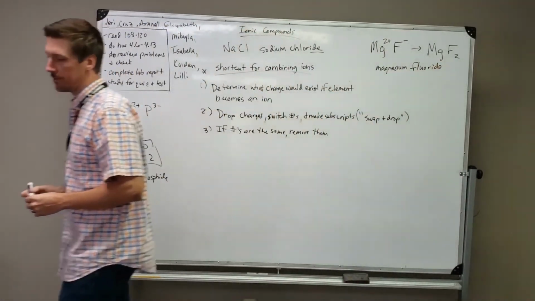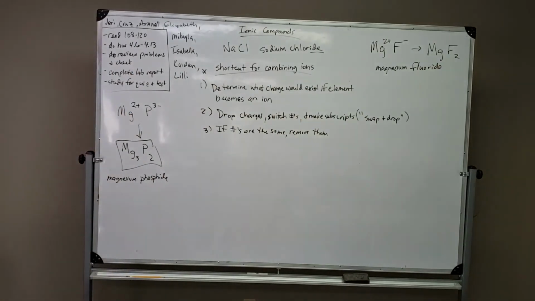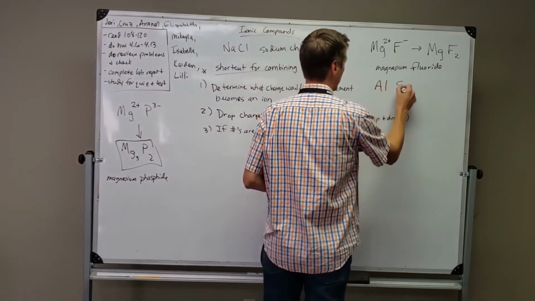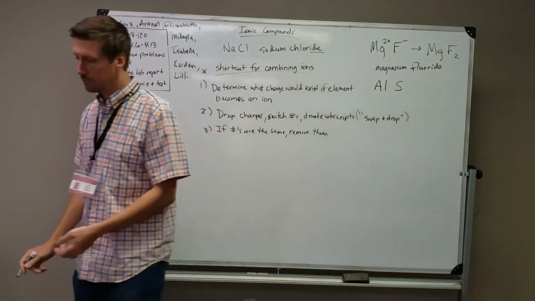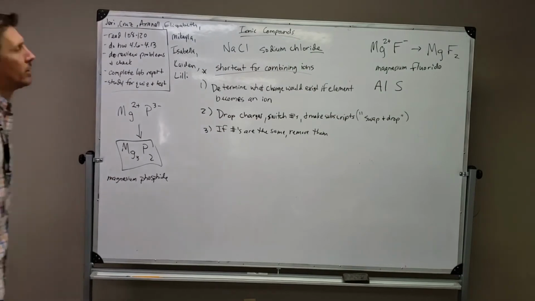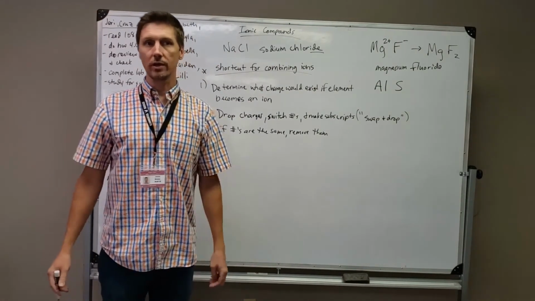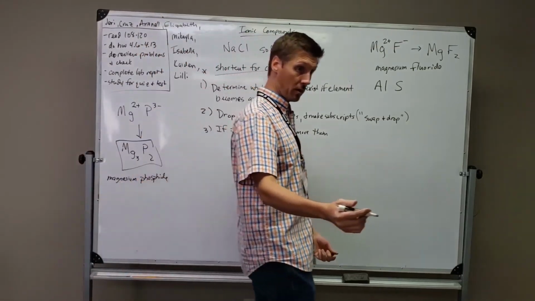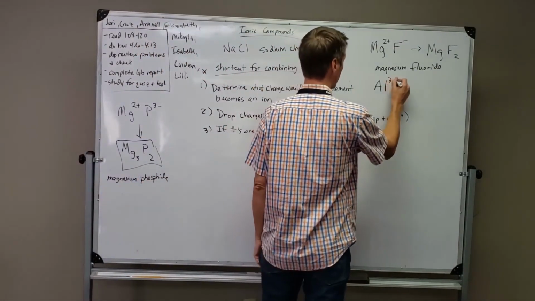Magnesium fluoride. Very good. Give the name and chemical formula of the ionic compound that's formed between aluminum and sulfur. Al and S. Al is in column 3A. So it has what charge on it if it was an ion? Positive. Yep, positive 3 plus.